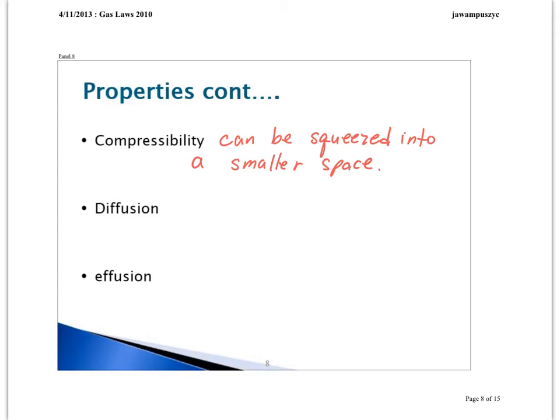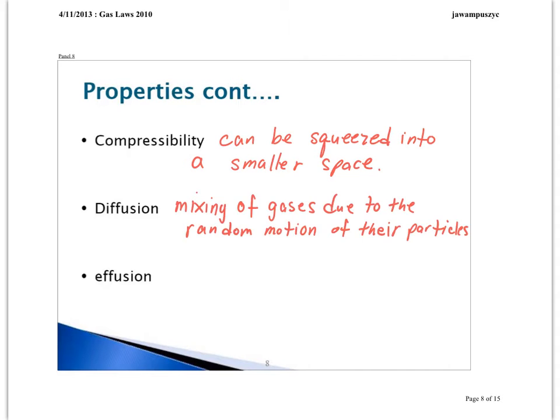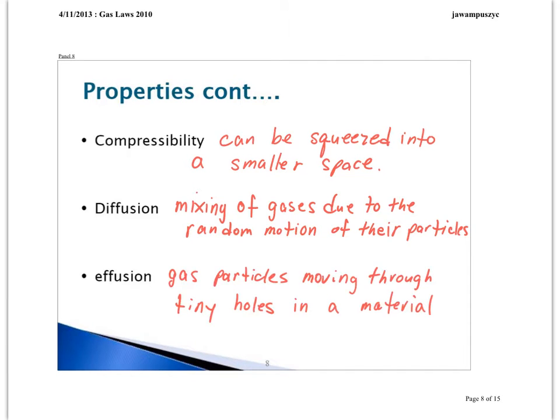Given enough time, the random motion of gas molecules will mix two or more gases together through a process called diffusion. And gases can go through tiny little holes, and that would be called effusion.